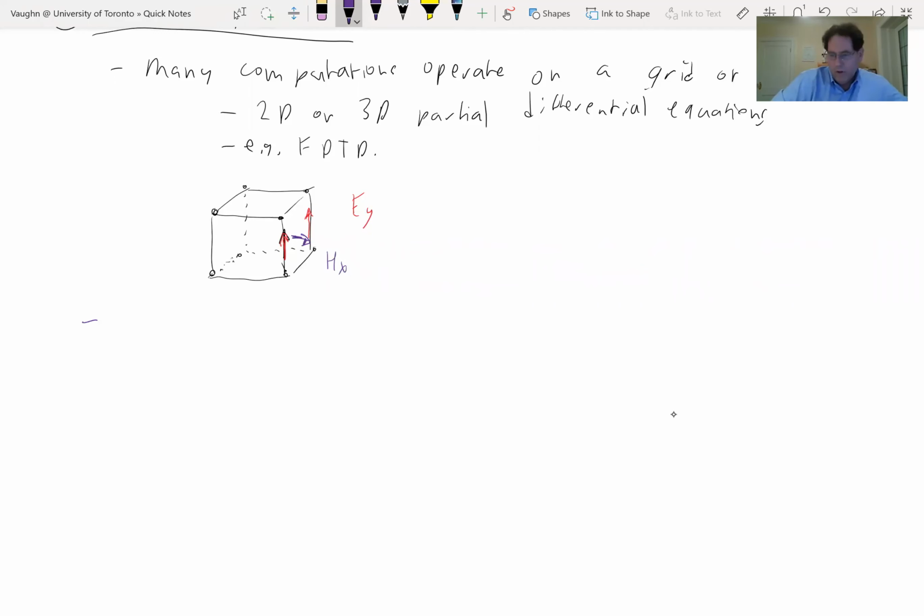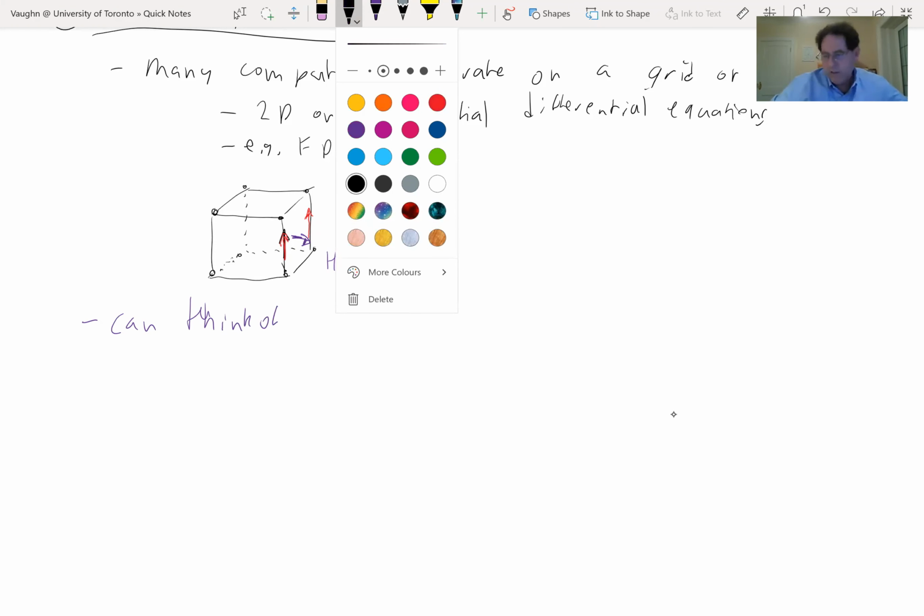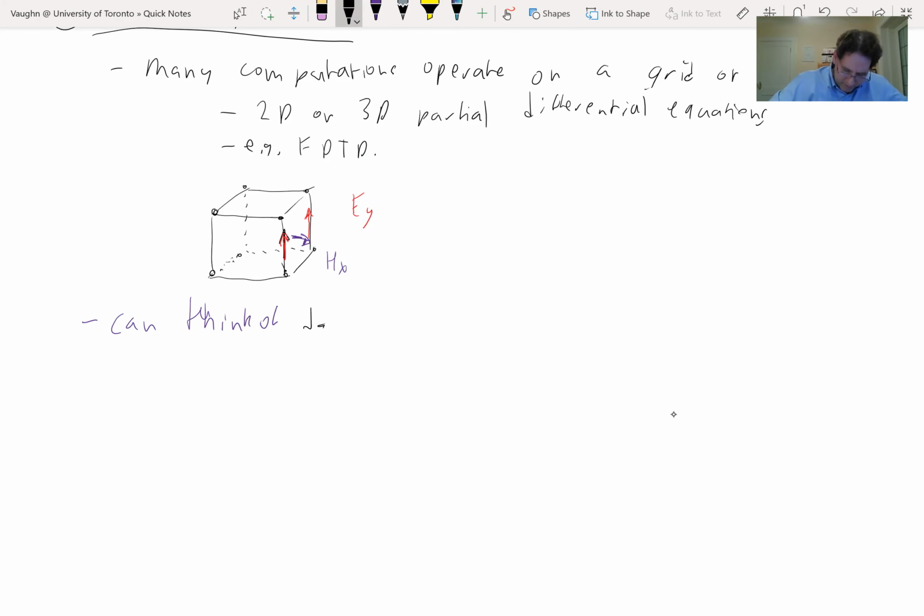All right, so how does this relate to computation? Let me change my pen color back. We can think of this as the data and the operators are both distributed in space.